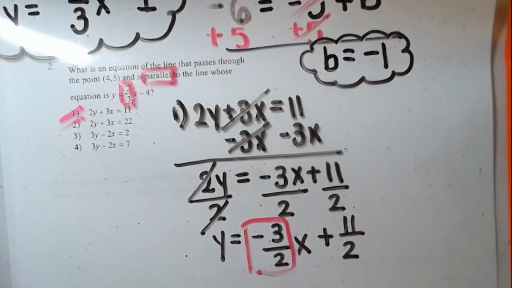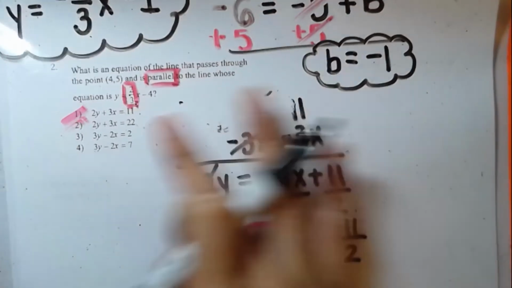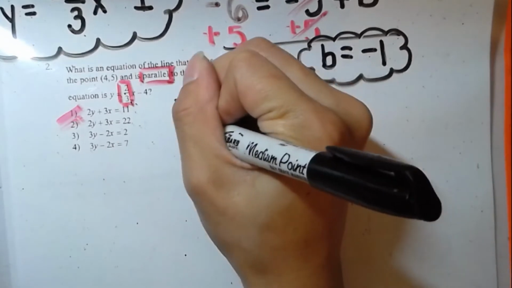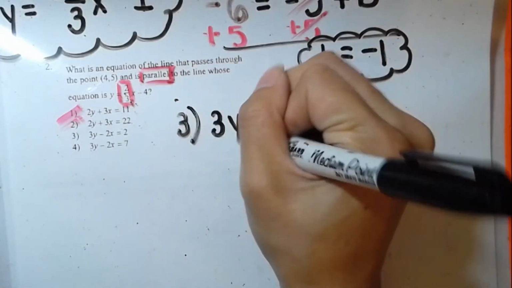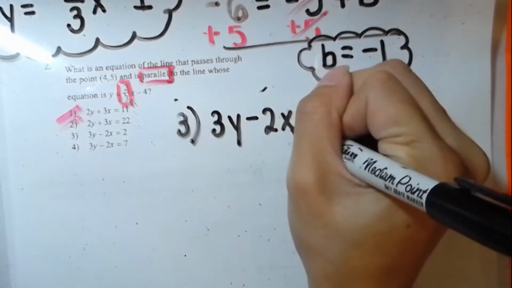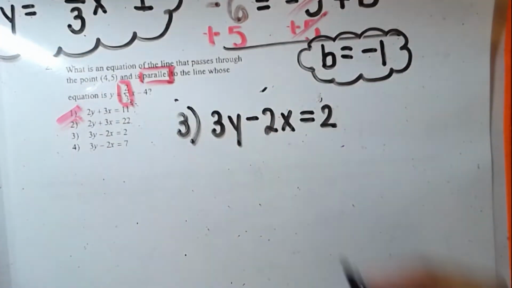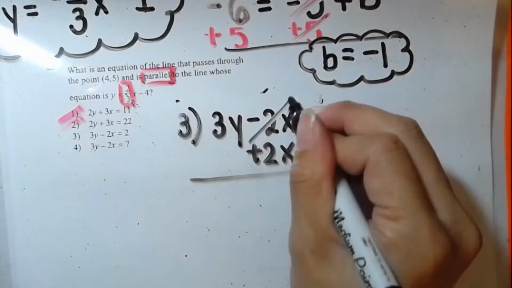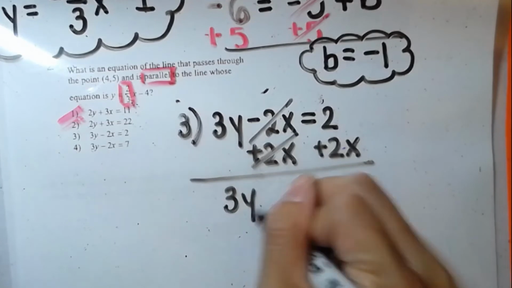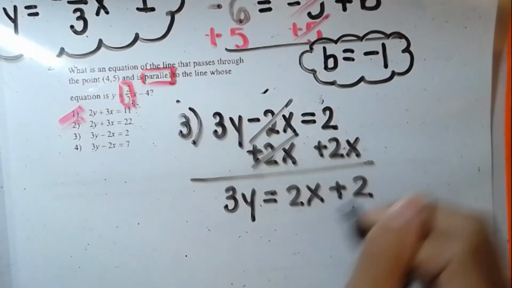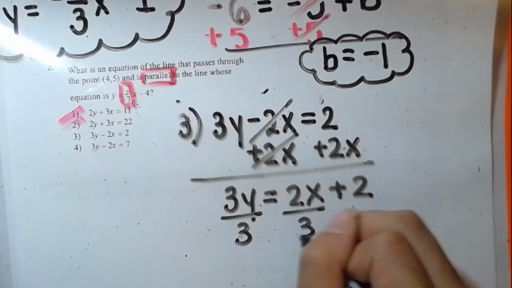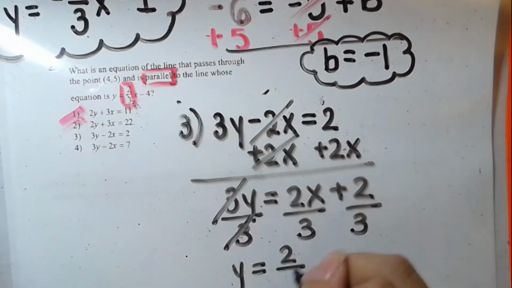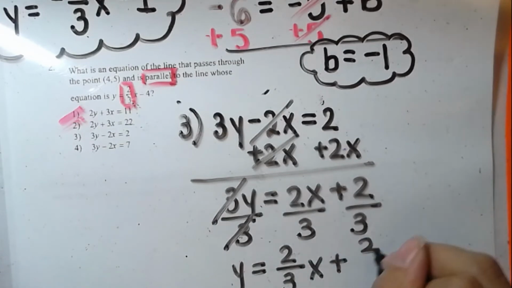Now, let's show our work for option 3. So option 3 here, we have 3y minus 2x is equal to 2. Now I can add 2x on both sides. These will cross out. I'm left with 3y is equal to 2x plus 2. And I'm going to divide all terms by 3. So we really have y equals 2/3x plus 2/3.